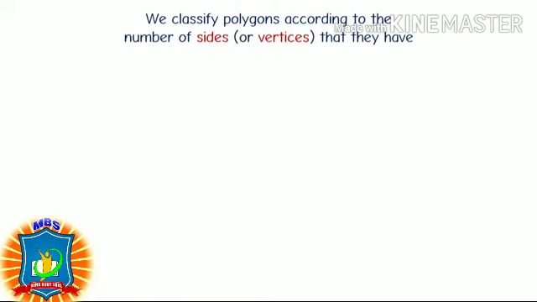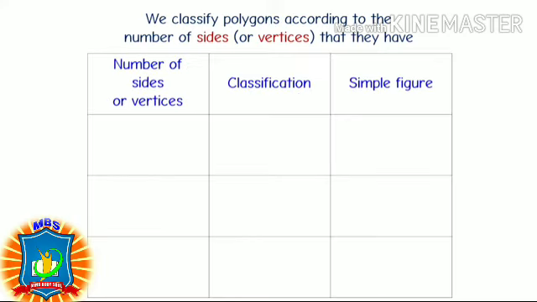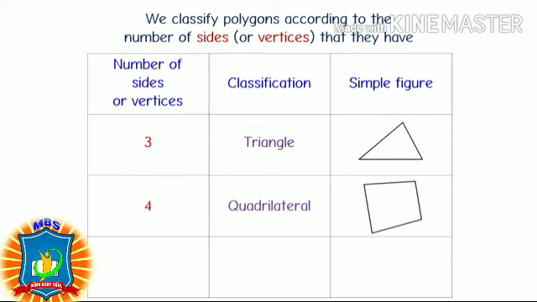We classify polygons according to the number of sides or vertices that they have. The figure of three sides is known as a triangle. The polygon having four sides is known as a quadrilateral. The polygon which has five sides is known as a pentagon.